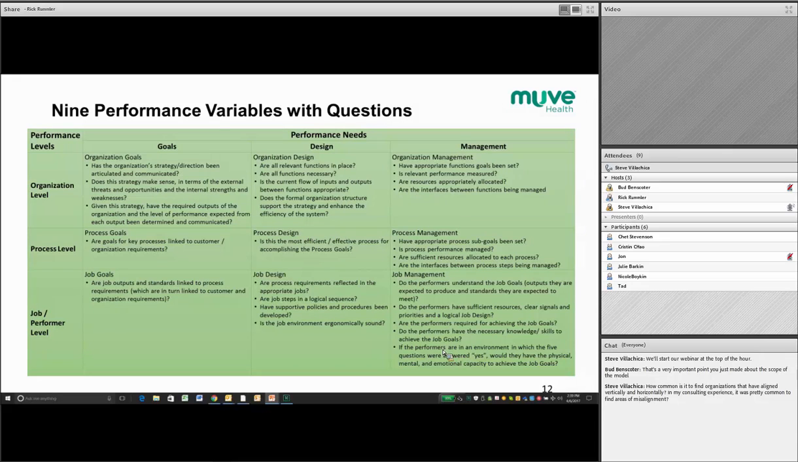I think all too often we tend to somewhat get trapped at that job and performer level to the exclusion of the higher levels.